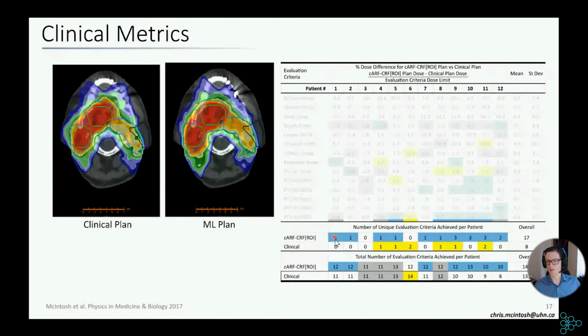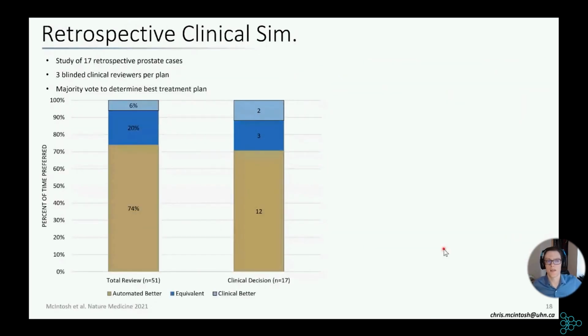And so you'll notice there are some clear wins for machine learning, there's some clear wins for clinical, and there's a number of ones where there's a trade-off. And where these trade-offs occur is really where we need a physician to actually look at the overall patient and decide what's best for their particular care, given their age, disease characteristics, etc. So this is where really a clinical study is needed. So that was the next phase. And so here for 17 retrospective prostate cases, we had 3 blinded clinicians review each plan, and we used a majority vote to determine the best treatment plan.